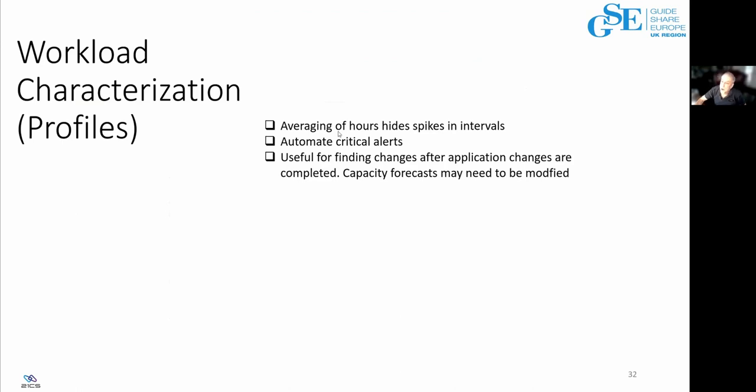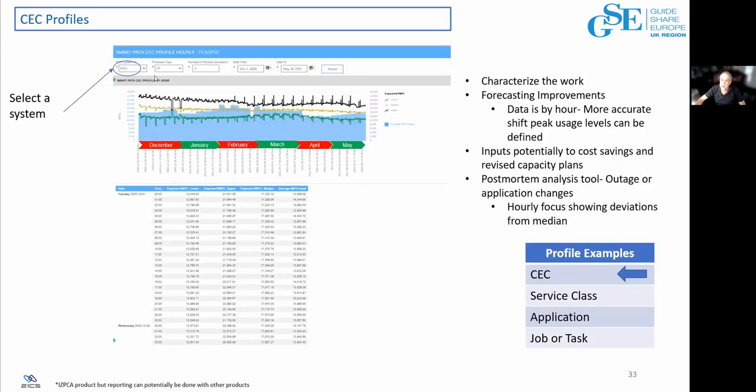Workload characterization, average of hours, looking at automated critical alerts. It's useful for finding changes in applications. Here's an example of looking at 2 standard deviations above the median and 2 standard deviations below the median, and this is the median here. You can see if somebody made a change here, and maybe it started here and then suddenly decreased. Was there a problem where data was not coming in? And the reverse can also be true.